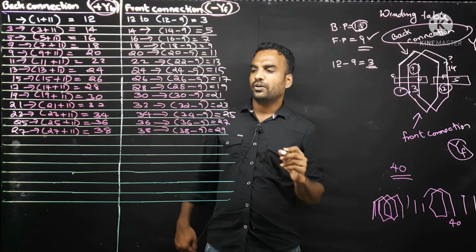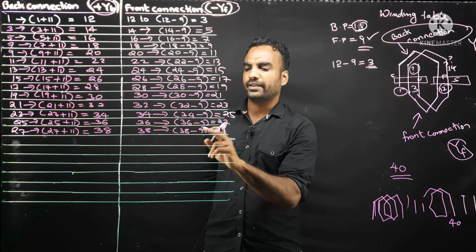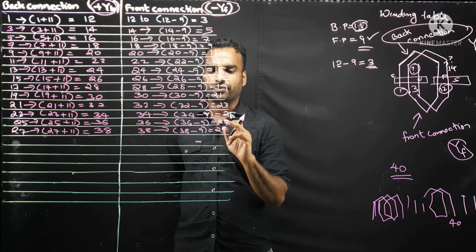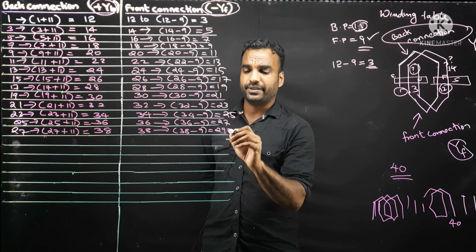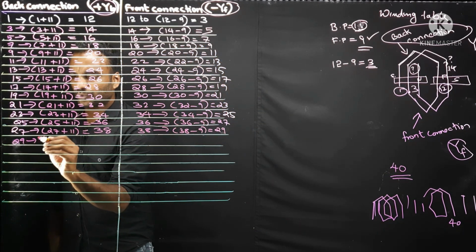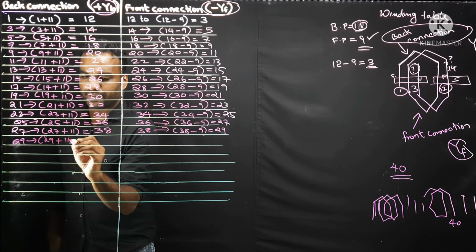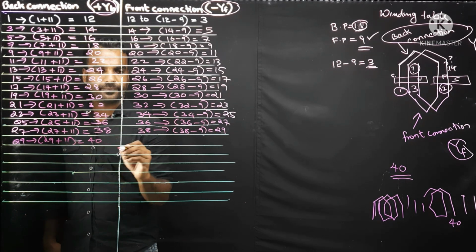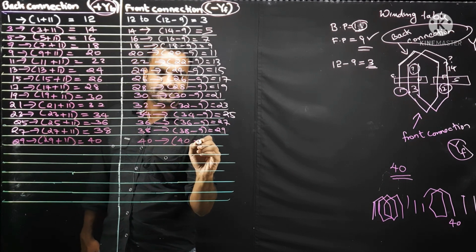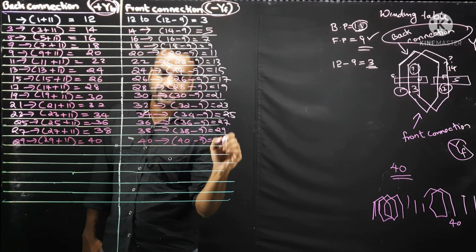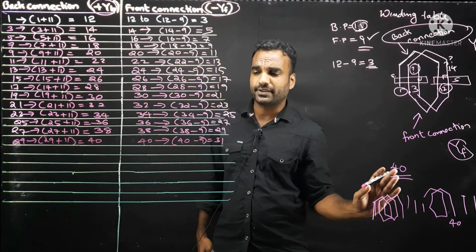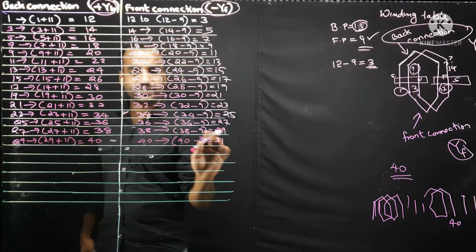Okay, there is a small mistake. 38 minus 9, that's 29. Previously it was 28. Please correct it. It is 29. Now we are doing 29 plus 11, that is 40. And 40 minus 9, that is 31. Here it is okay because 40 is there. The last conductor is the 40th conductor. Now it's okay. Now 31.